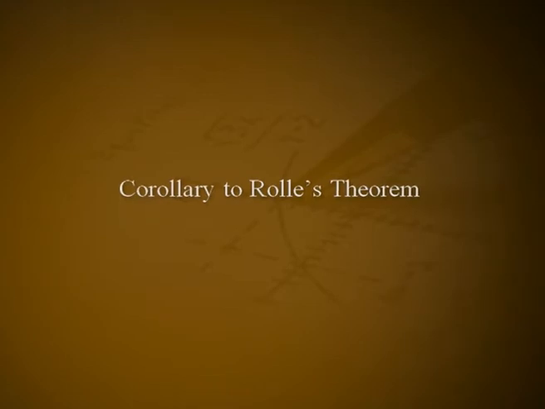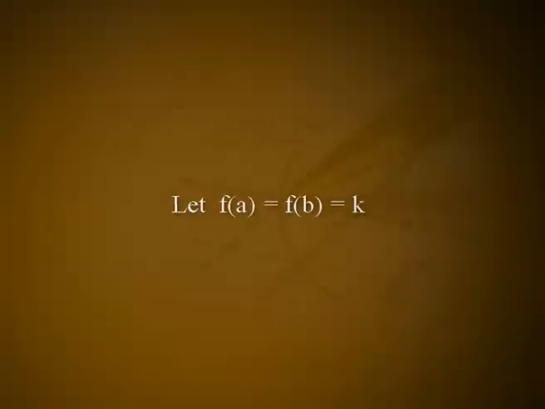Corollary to Rolle's theorem. Suppose that f is a real valued function that is continuous on the closed interval [a, b], differentiable on the open interval (a, b), and f(a) = f(b). Then there exists at least one point c in (a, b) such that f'(c) = 0. Proof. Let f(a) = f(b) = k.